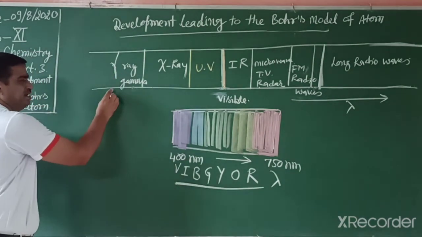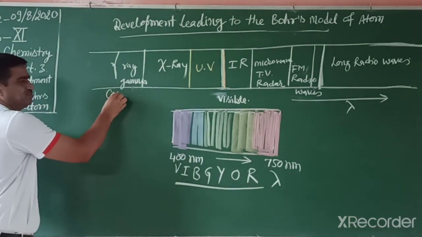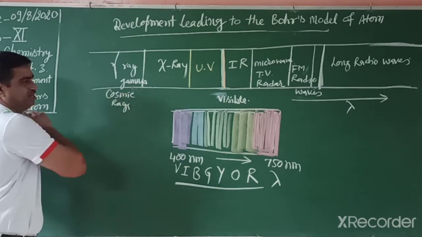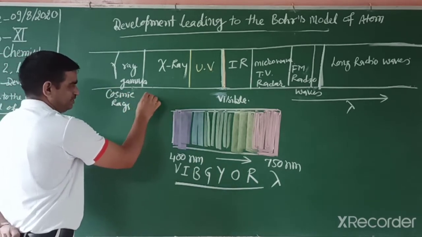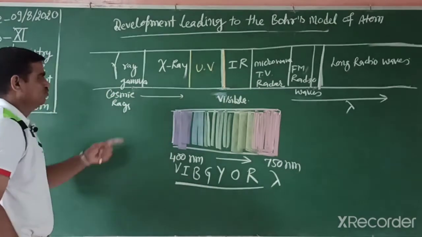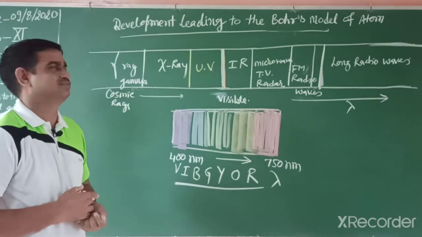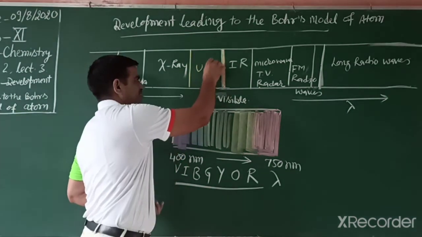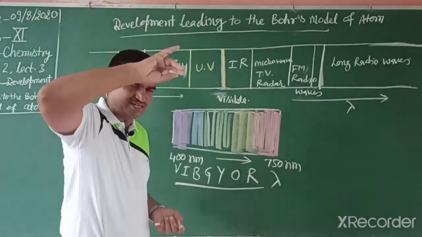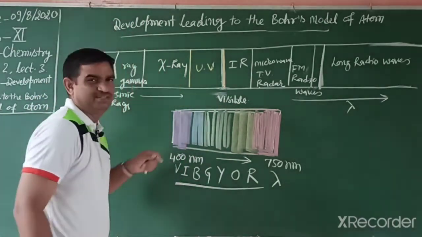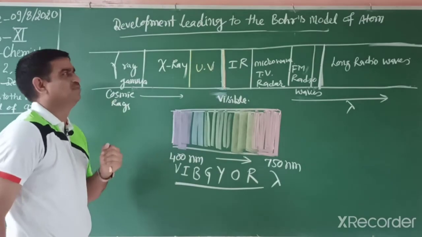X-ray and gamma ray are similar. Sometimes gamma rays are called cosmic rays. Students, their wavelengths are very low. So X-ray and gamma ray wavelengths are very low, and they can't reach our Earth's surface. Ultraviolet radiation comes from sunlight, and our atmosphere protects us from the ultraviolet. X-ray and gamma ray do not reach because they have shorter wavelength.